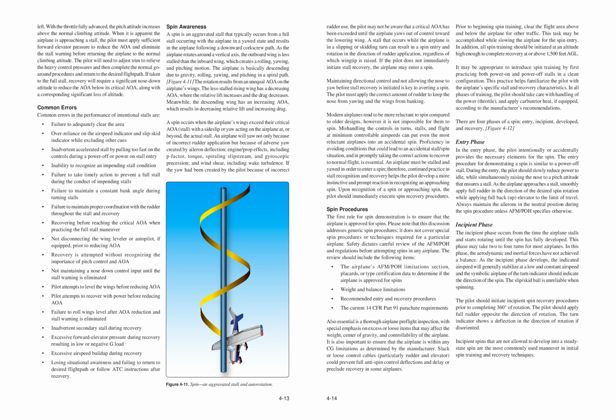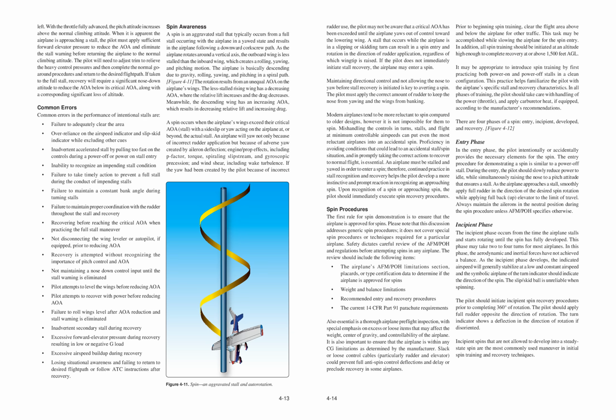As the airplane rotates around a vertical axis, the outboard wing is less stalled than the inboard wing, which creates a rolling, yawing, and pitching motion. The airplane is basically descending due to gravity, rolling, yawing, and pitching in a spiral path. Figure 4-11: the rotation results from an unequal AOA on the airplane's wings.